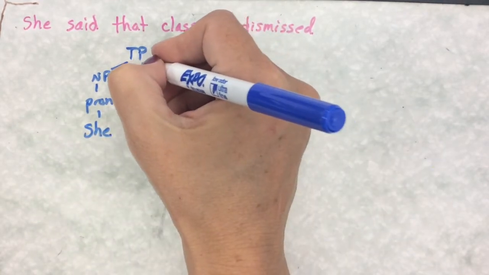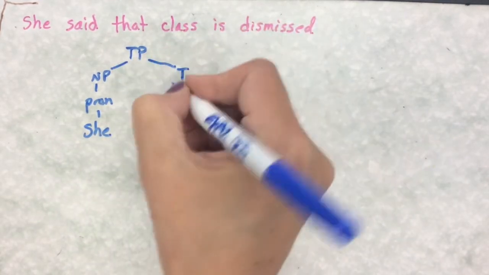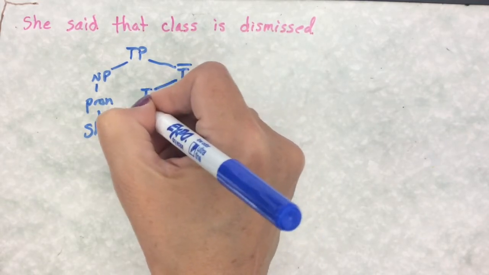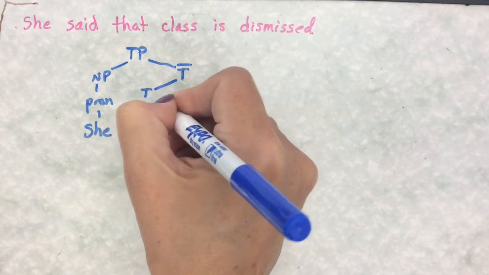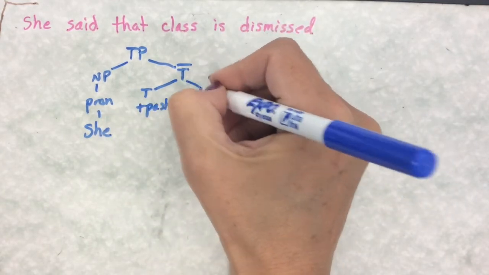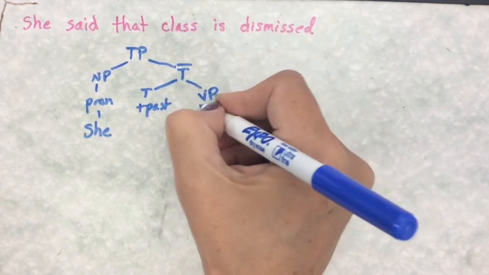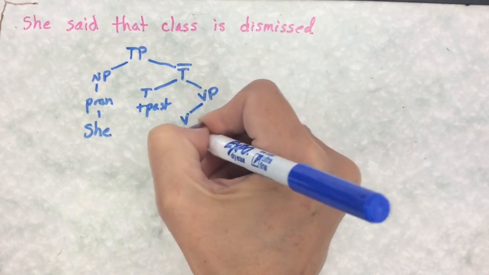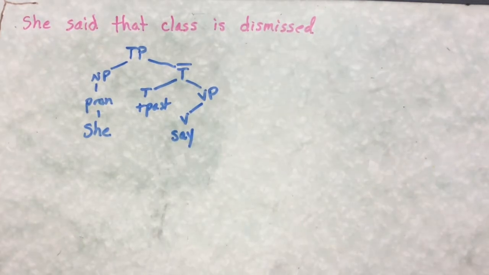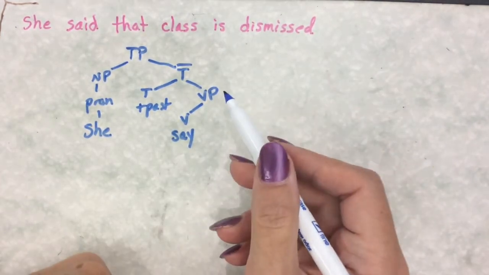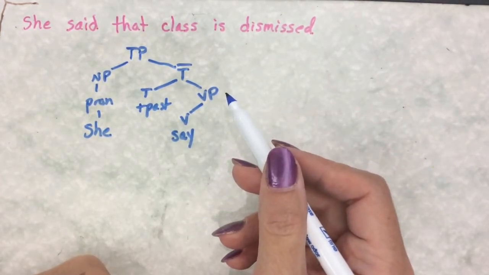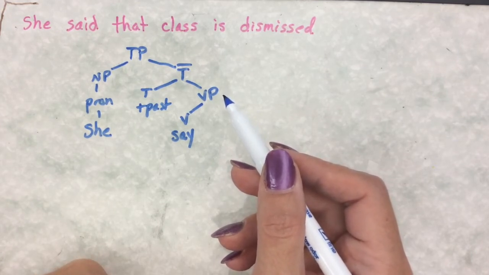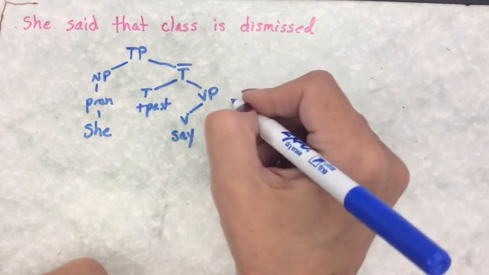Okay, and let's go ahead and mark our tense. This plus past. And we have verb phrase. The verb is to say, past tense said. And now we have this new part, that class is dismissed. And we're going to treat that like a sentence, okay?